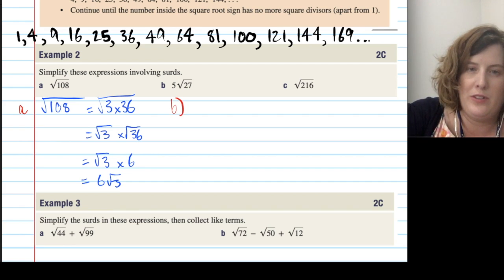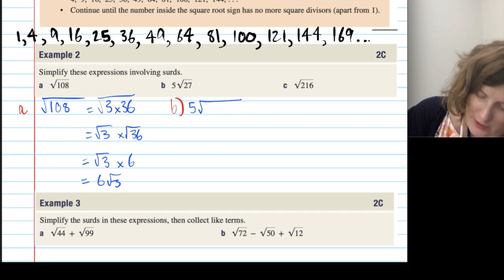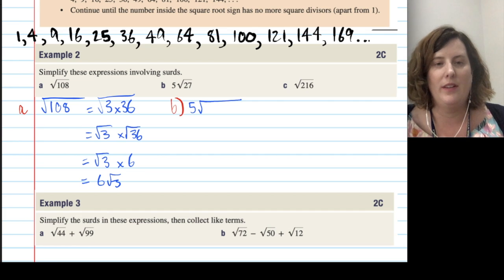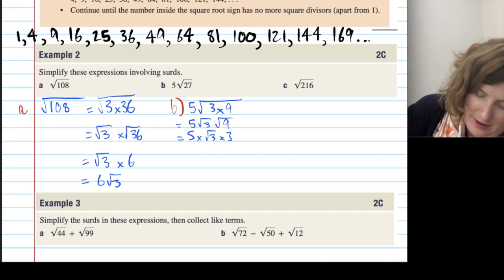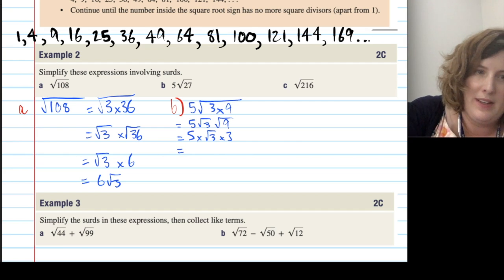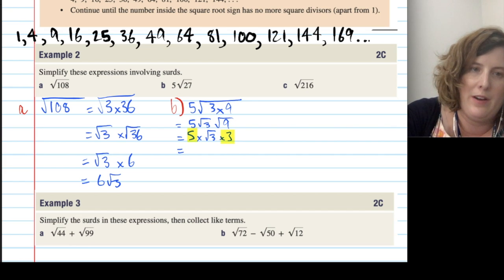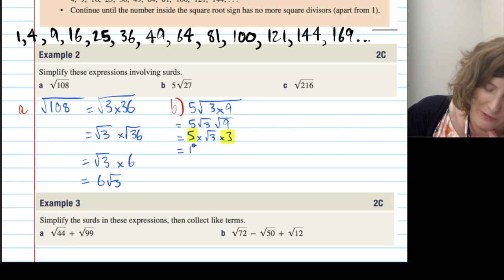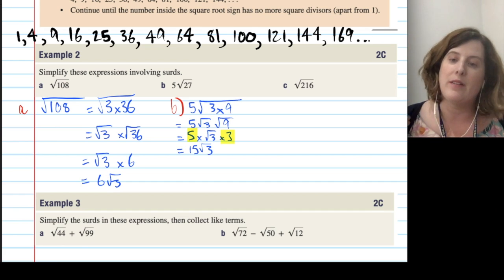B, it asks us to simplify 5 root 27. So we've got 5 out the front, that's fine. 27, 9 goes into that. So I've got 3 times 9, which means I've got 5 root 3 root 9, and I know what root 9 is. It's actually 3, 5 times root 3 times 3. Now I see that this is a normal number and this is a normal number, so I'm going to put them together. 5 times 3 is 15, so I've got 15 root 3. Like with algebra, I'm not going to bother writing times.